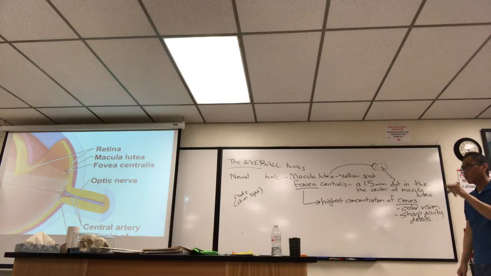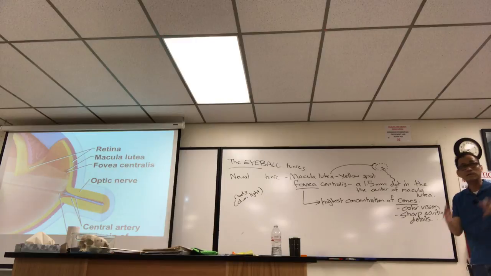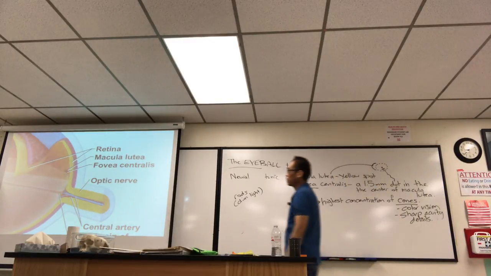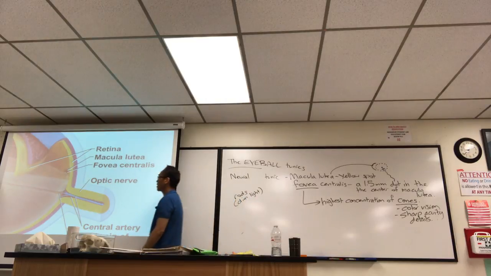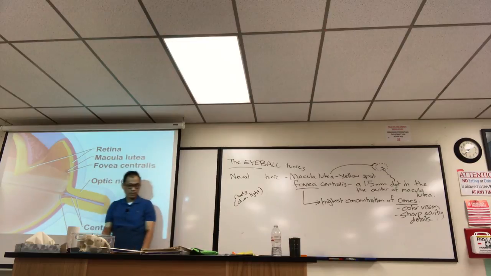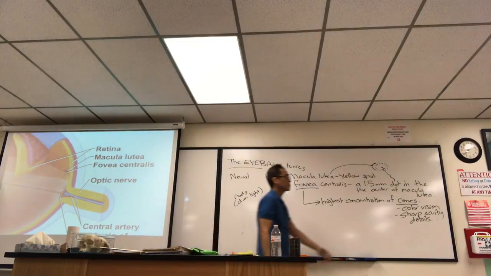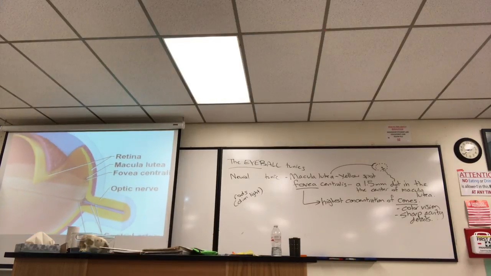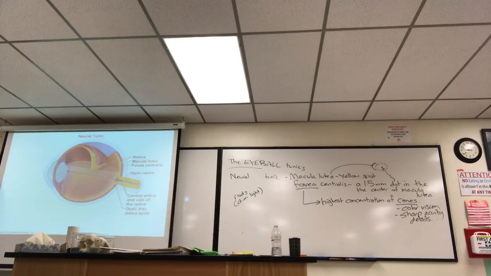Okay, so anyways, when you look at something, you don't look at someone with your peripheral vision, do you? You look at someone head on, and when you do that, you're focusing that person, that object, on the fovea. Okay. So know that. The retina includes the fovea and macula lutea.